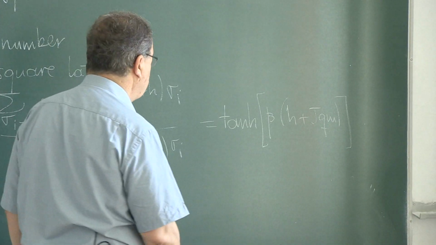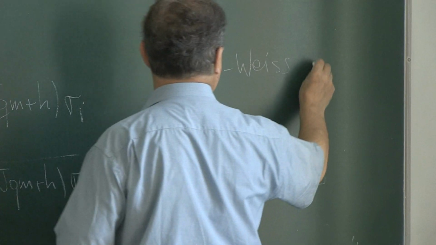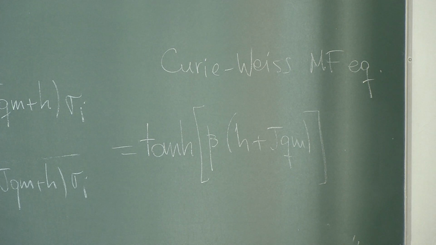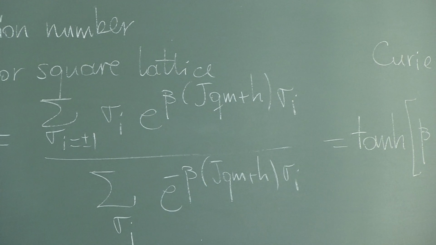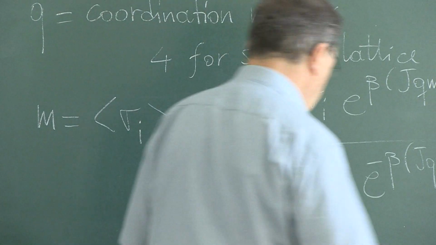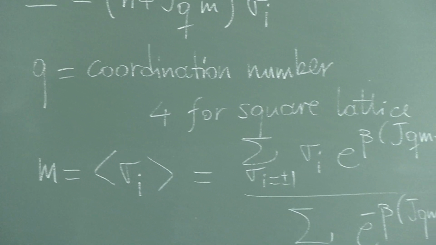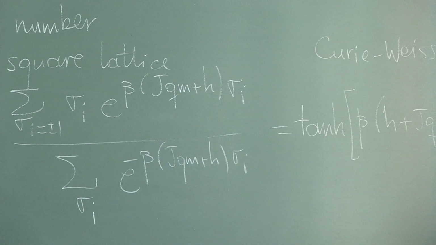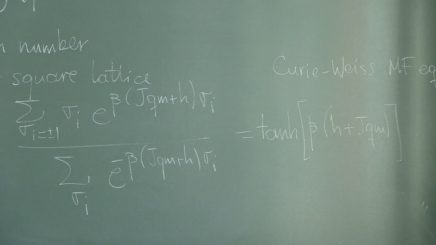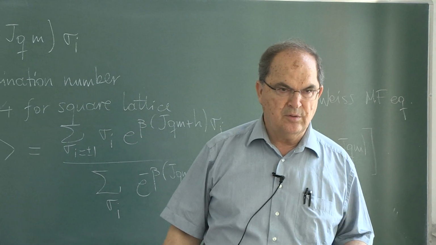This is the Curie-Weiss mean field equation. Well, there is M on both sides, so we can try to solve this graphically, isn't it? For h equals 0, we are always looking for the external field equals 0 solution because that will tell us whether there is spontaneous magnetization or not, isn't it?